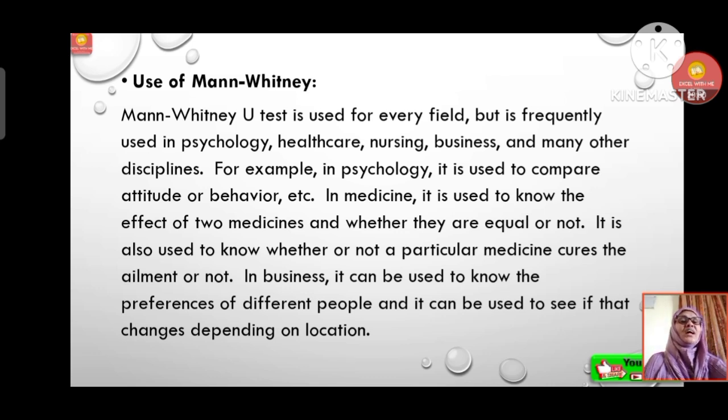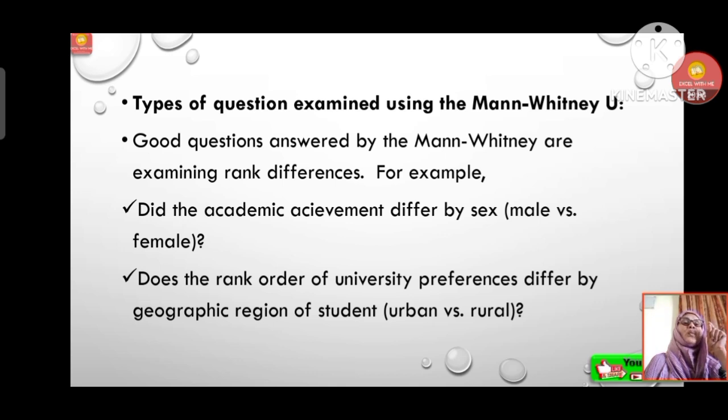Now, types of questions examined using the Mann Whitney U-test. Good questions answered by Mann Whitney are those examining rank differences. For example, did academic achievement differ by sex, that is male versus female? Does the rank order of university preferences differ by geographic region of student, urban versus rural?